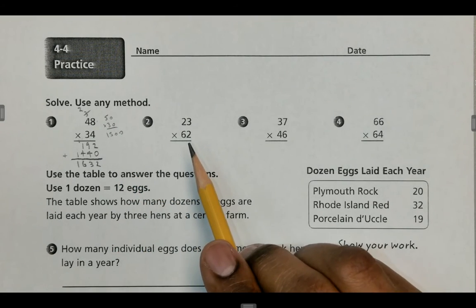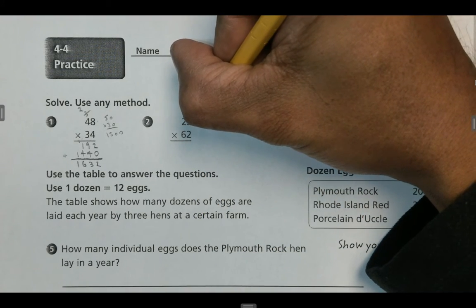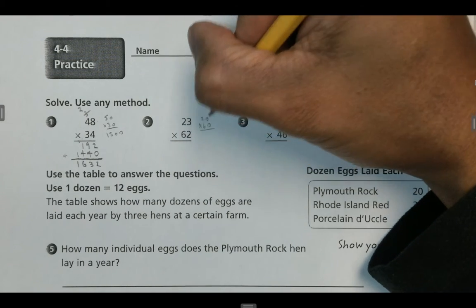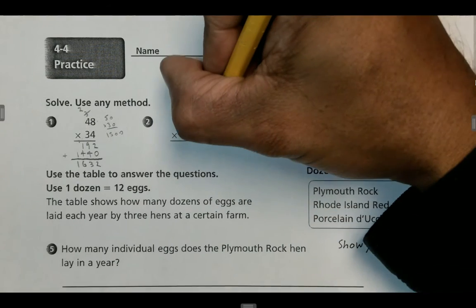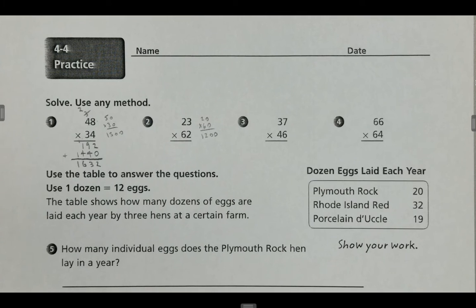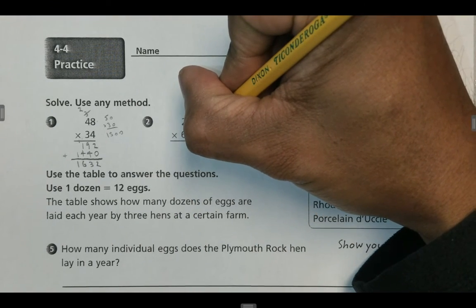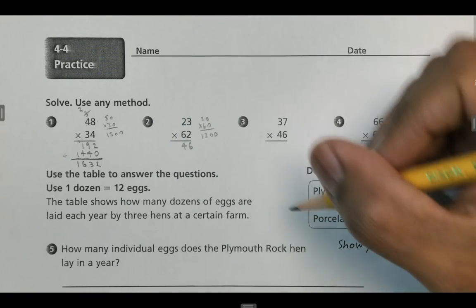Number 2, again, let's come up with an estimate first. 23, we'll round that down to 20. 62 gets rounded down to 60. Multiply those two multiples of 10 together, and we get 1,200 for our estimate. Our first row here is 23 multiplied by 2. 2 times 3 is 6. 2 times 2 is 4.